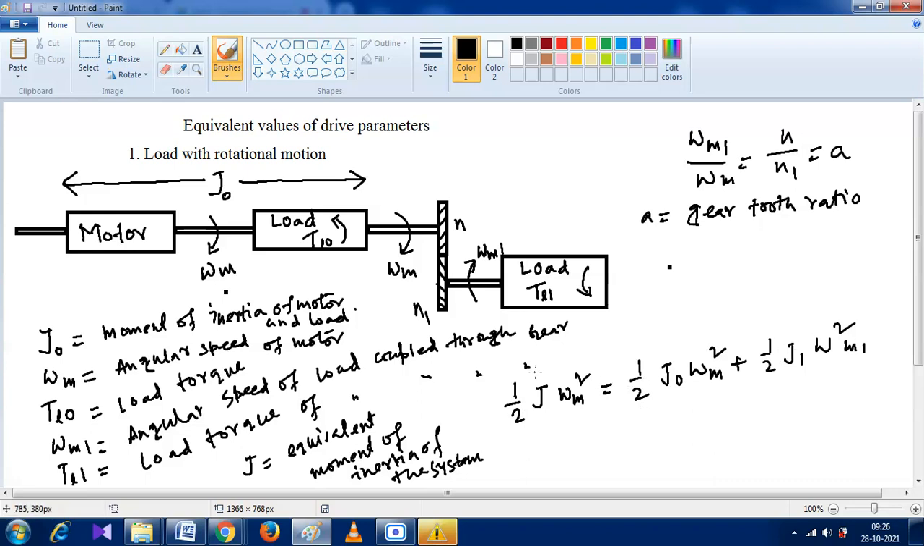What is the formula of kinetic energy in case of an angular system? Half J omega square, and here we are taking the speed omega m. So first we write the total kinetic energy is equal to half J omega m square, which equals the kinetic energy of the motor and first load system. Tell me.